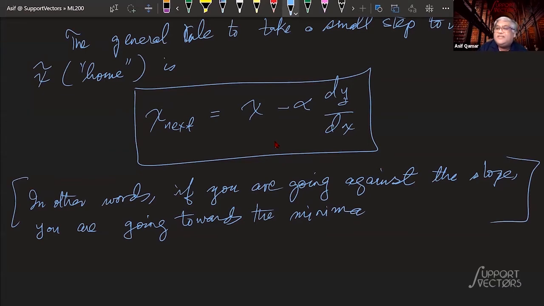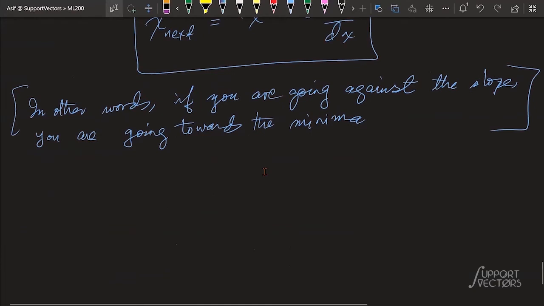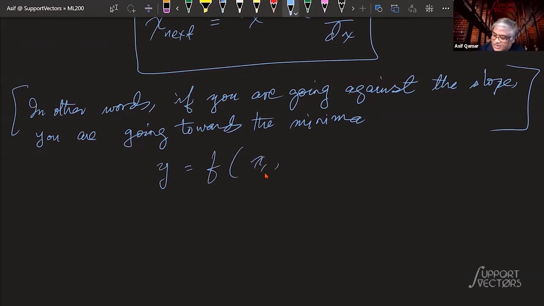So now let's generalize it to higher dimensions. Suppose y is a function of x1, x2, up to xn. How do we generalize? Now there is no notion of dy/dx because the question is, what is x? x is a vector now, right?